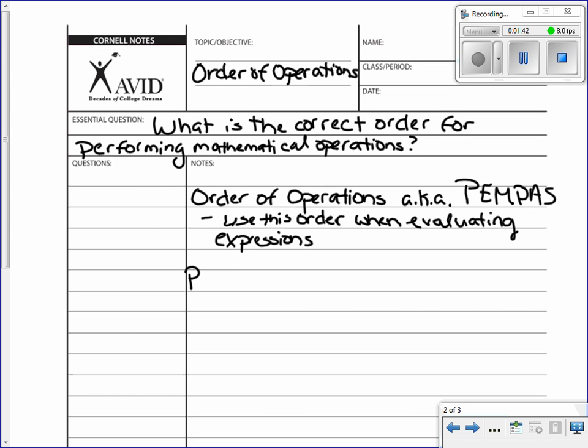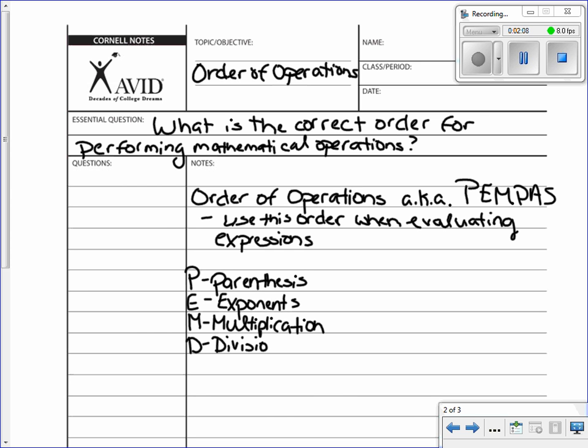The P stands for parentheses. E stands for exponents. M, multiplication. D, division. A, addition. And S, subtraction.